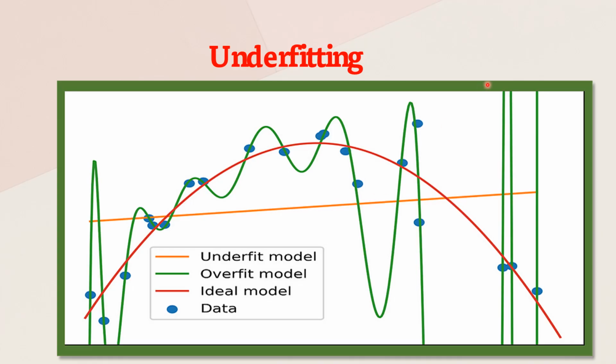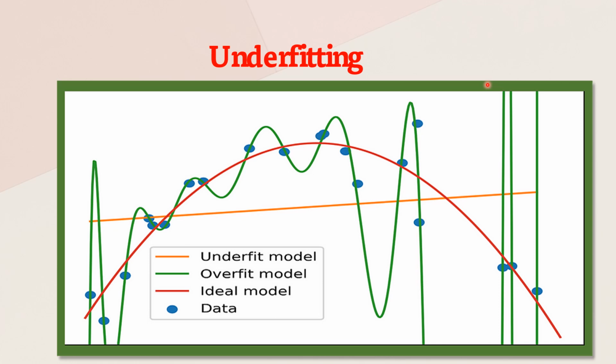Now next comes underfitting. Underfitting is a common problem in machine learning that occurs when a model is not able to capture the complexity of the underlying relations between the input variables and output. It is like trying to fit a simple puzzle with too few pieces to accurately represent a complex image.